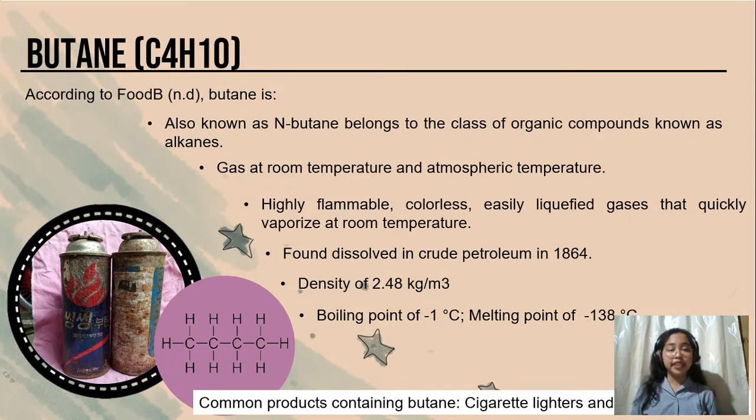It was found dissolved in crude petroleum in 1864. Its density is 2.48 kilograms per cubic meter. It has a boiling point of negative 1 degrees Celsius, and its melting point is negative 138 degrees Celsius. The common products containing butane are cigarette lighters and butane canisters.